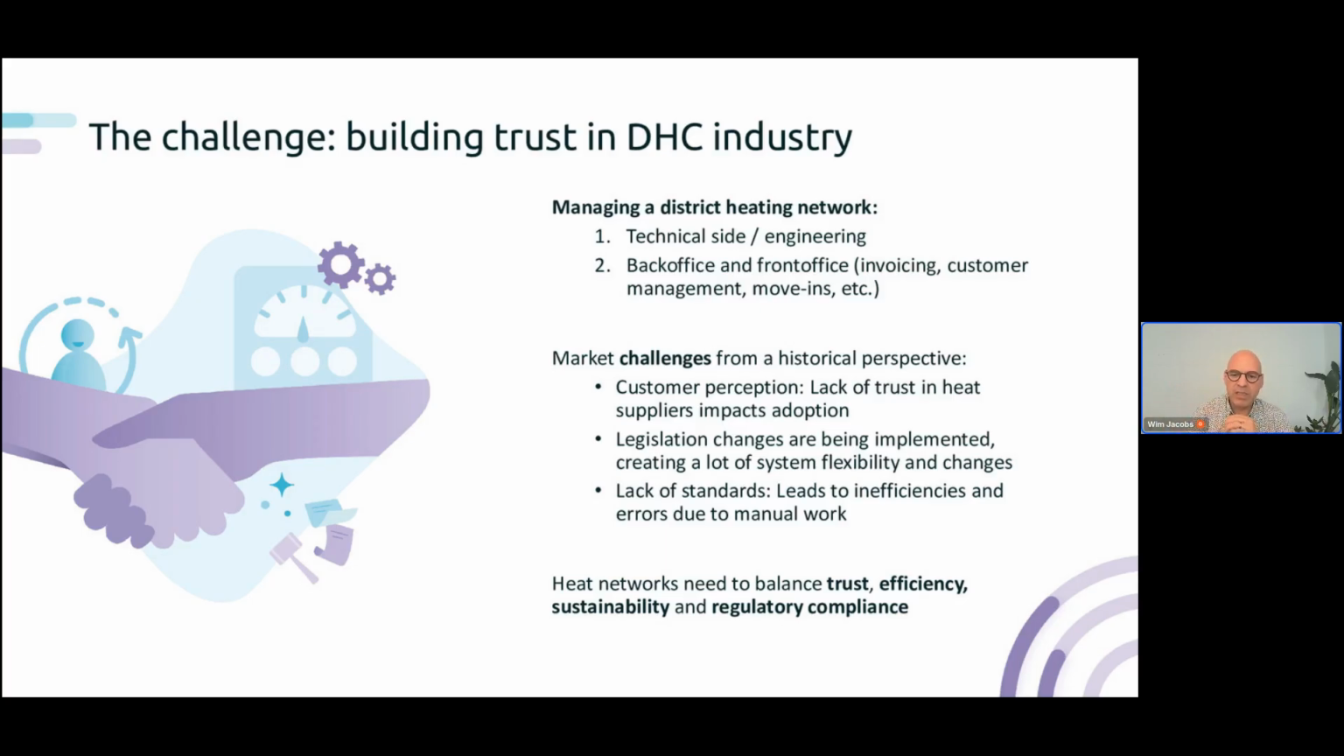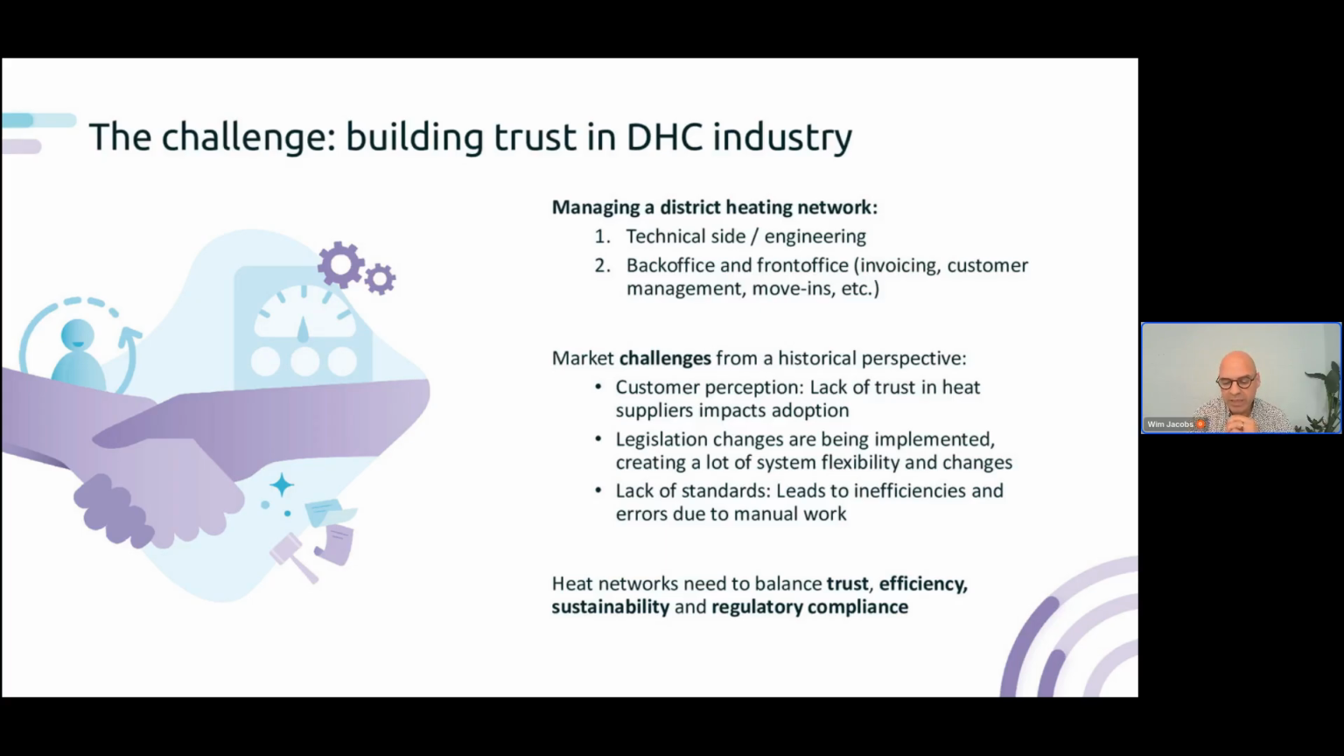If you look at the market challenges, okay, there are some historical challenges. Customer perception. We see that also with us in the Netherlands and in Belgium. There's some lack of trust sometimes, which impacts the further adoption. Of course, legislation changes are currently fully in progress. Definitely, you're in the middle of it, and in many other countries we are as well. But they require a lot of system flexibility, and there will be a lot of change coming.